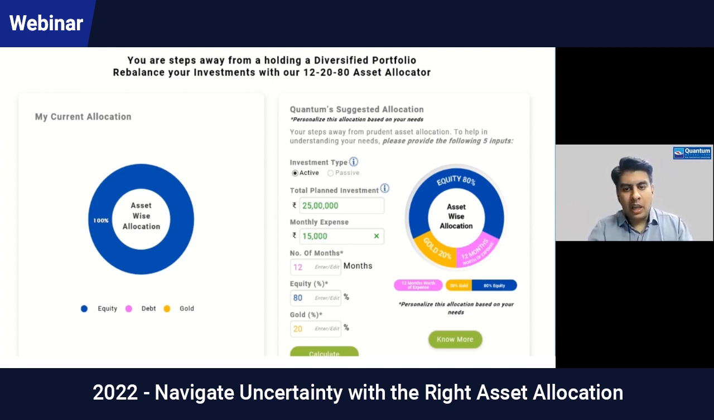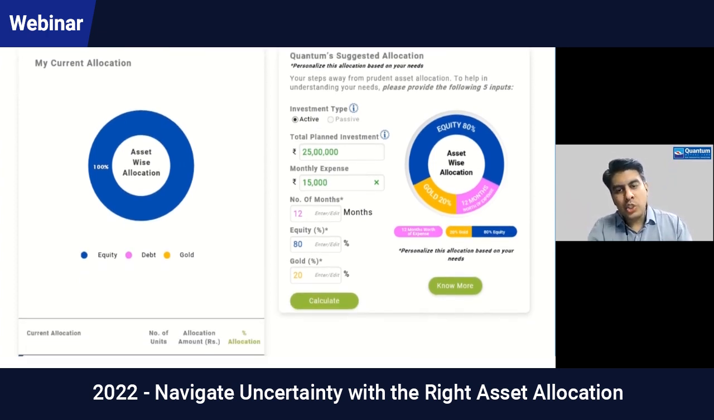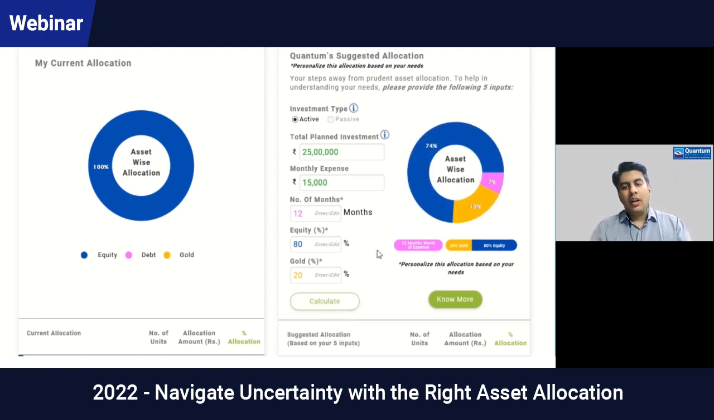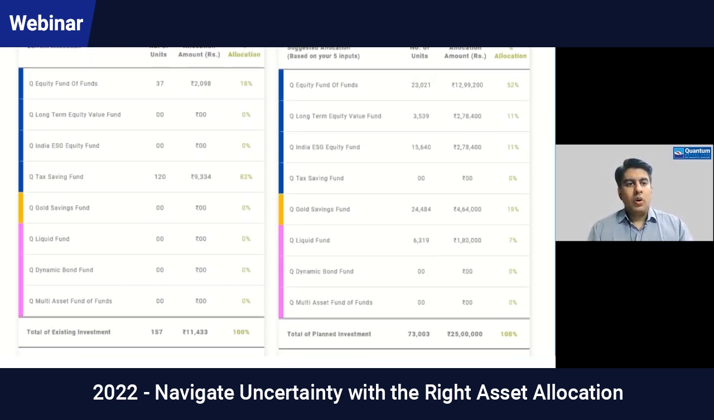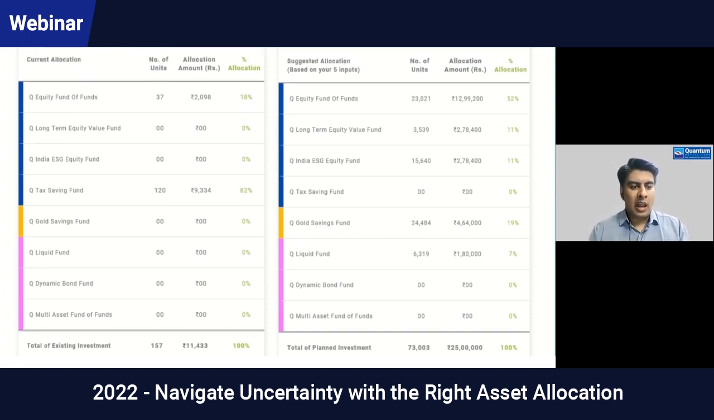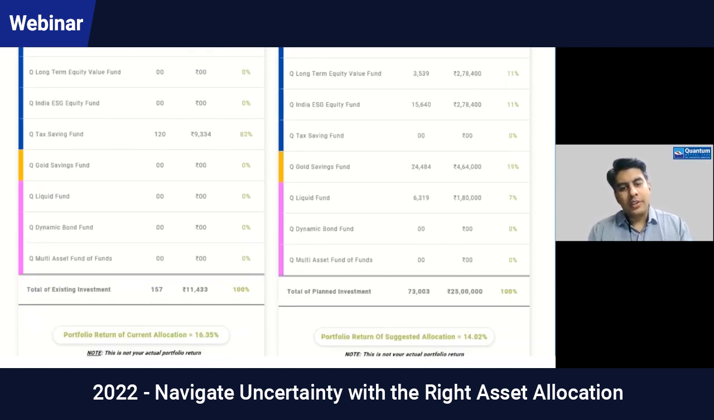If you put something like 15,000 and how many months you're comfortable with, 12 months, 24 months, 18 months, and you just click on calculate, it will show you your current allocation and it will show you what should be your suggested allocation to ensure that you are well allocated in a 12-80-20 solution. So the blue bars are the equity allocation, the yellow bar is the gold allocation, and the pink bar is your debt allocation. And overall, it will tell you what the total is today, how you're invested, and what will be in the future, and what kind of returns you can expect.